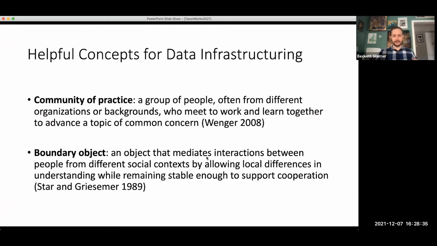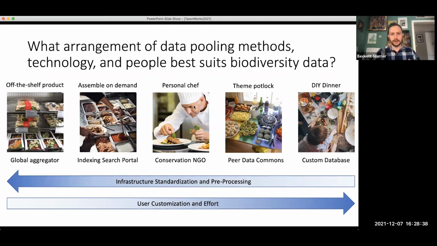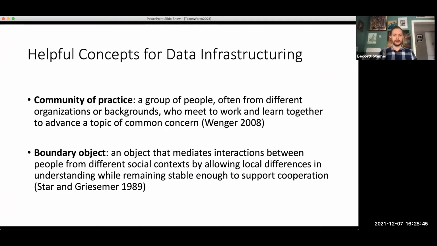So in thinking about these different models for putting together data pooling, technology, and people, a couple of helpful concepts that I just want to highlight. One is a community of practice, and this often gets used as a vague term, kind of like commons, but it actually comes from a specific scholarly source and has a tighter definition behind it that I want to highlight. So it's a group of people, often from different organizations or backgrounds, right?